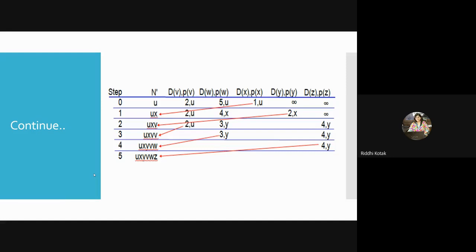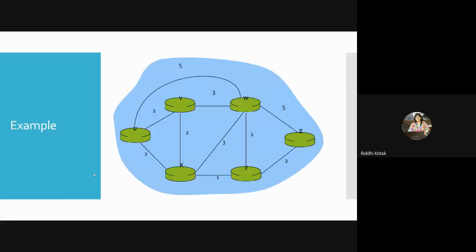Okay, let me complete this one. So our current node is Y. Let's check the values for Y. First node is V. So start from Y to V. The minimum one is U to V, that is 2. Remaining all will take the maximum value, so keep it as it is, 2 comma U.